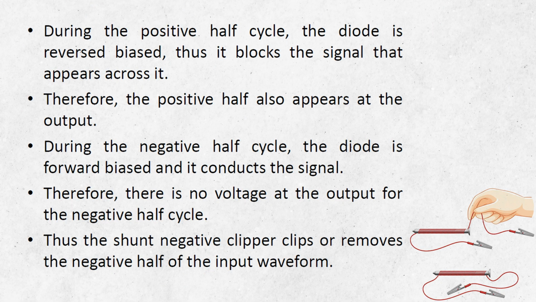During the positive half cycle, the diode is reverse biased, thus it blocks the signal that appears across it. Therefore, the positive half also appears at the output. During the negative half cycle, the diode is forward biased and it conducts the signal. Therefore, there is no voltage at the output for the negative half cycle. Thus, the shunt negative clipper clips or removes the negative half of the input waveform.